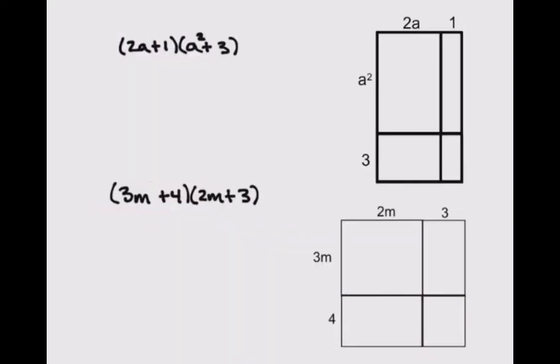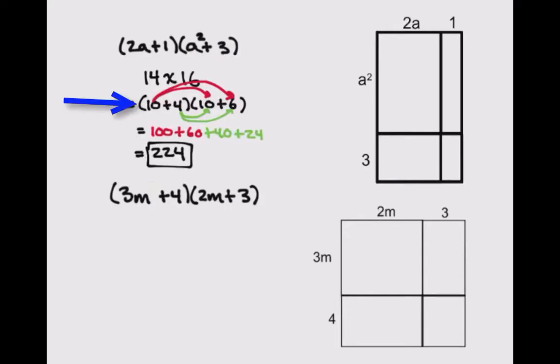Alright, now let's go ahead and multiply some polynomials. And this is going to be a direct extension of what we just talked about. For instance, in our first example, all we've got is one number plus another number times one number plus another number. It's no different than, for instance, 10 plus 4 times 10 plus 6. We're going to handle it in exactly the same way.